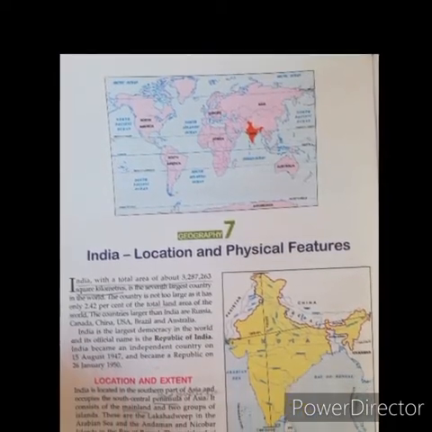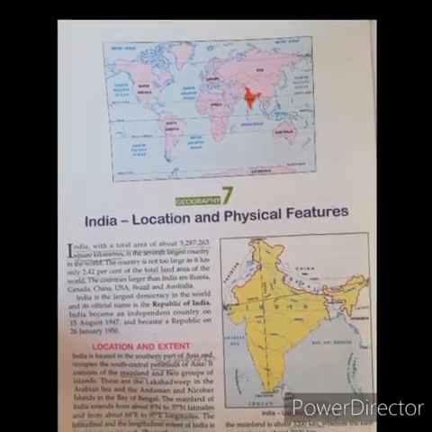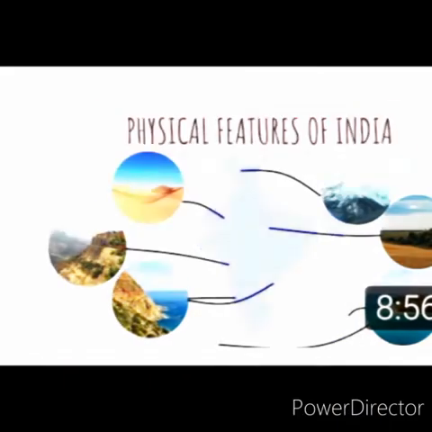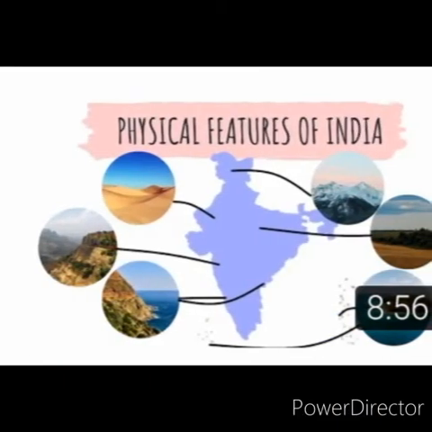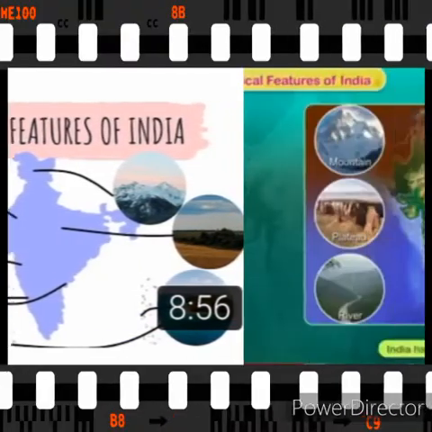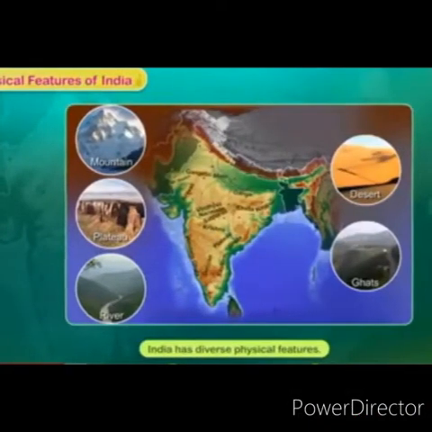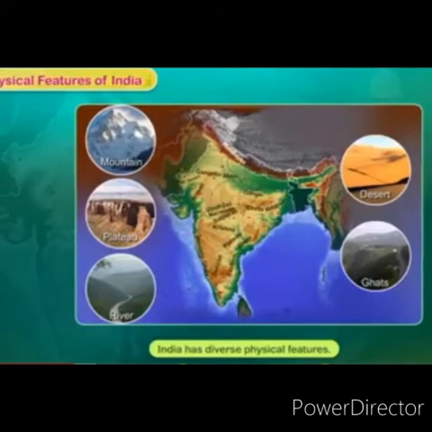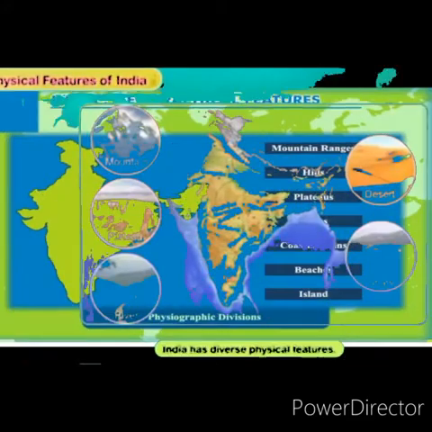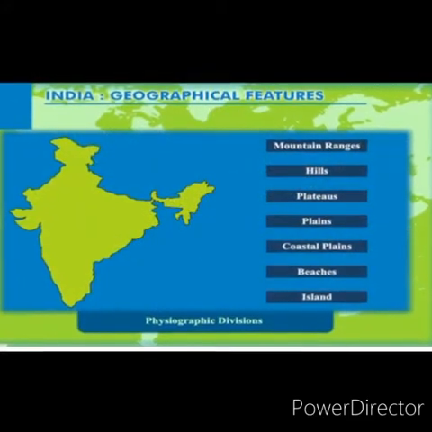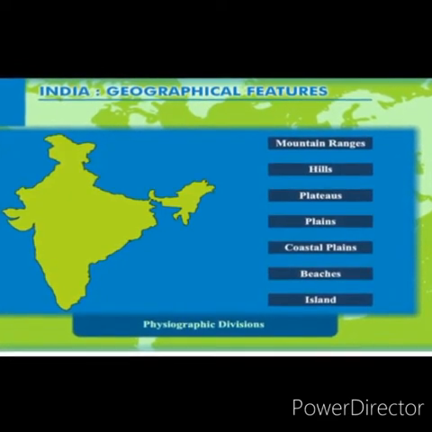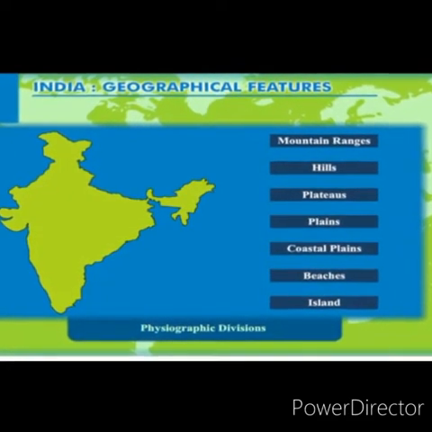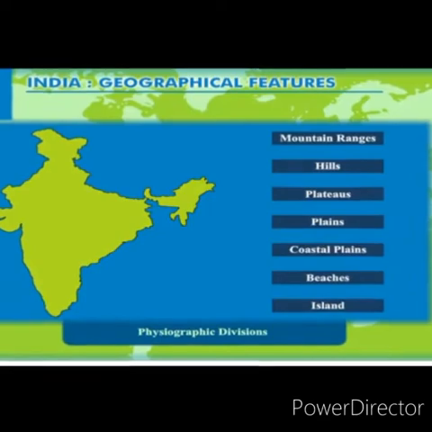India, location and physical features. So today we will study about the physical features of our country, and that are mountains, plains, deserts, plateaus and islands. These are called the physical features of India, and we will study about them.